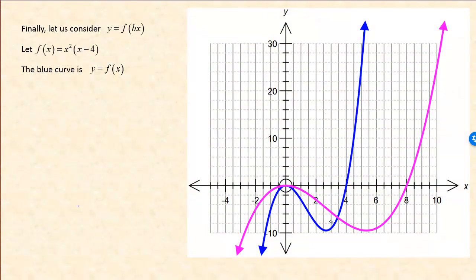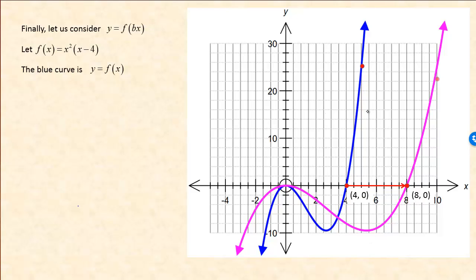Finally, let's consider y equals f of bx. And once again, notice the b is applied directly to the x, not to the function as a whole. Now, x squared itself is not a very good function for looking at this one, so we're going to look at x squared times x minus 4, which is a cubic. The blue curve is y equals f of x. Now if we take a reference point here and here, we can see this one is 4, 0, this one is 8, 0. X coordinates have changed, y coordinates haven't.